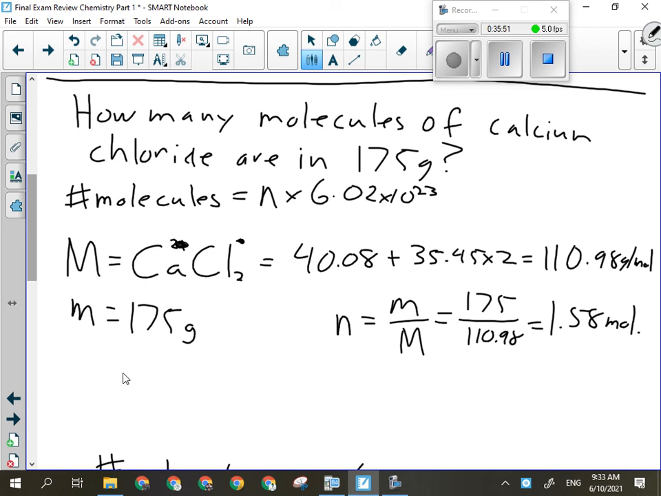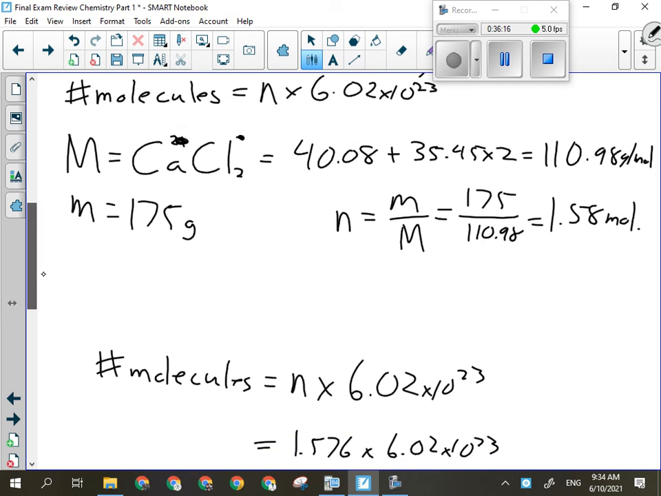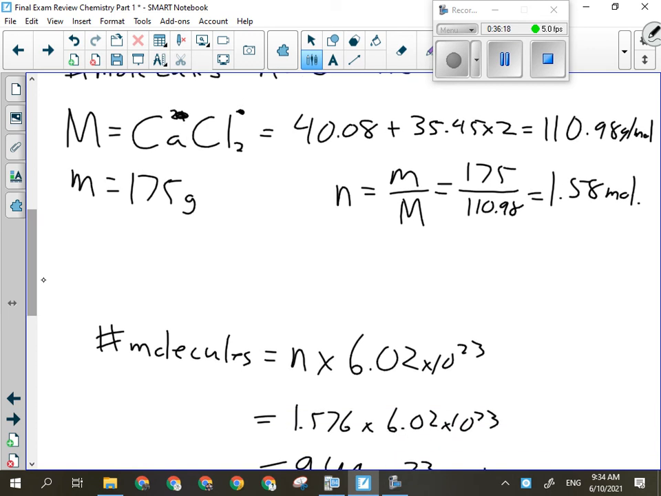Okay, now that I have n, I can calculate the number of molecules, because it's going to be the number of moles multiplied by the number of particles in a mole. That should make sense, right? It's like if I want to know how many donuts are in 2 dozen, I go 2, the number of dozen, times 12, the number in a dozen. Same idea. So, my number of molecules, like we said here, n times 6.02 times 10 to the 23, which is going to be our 1.576 times 6.02.